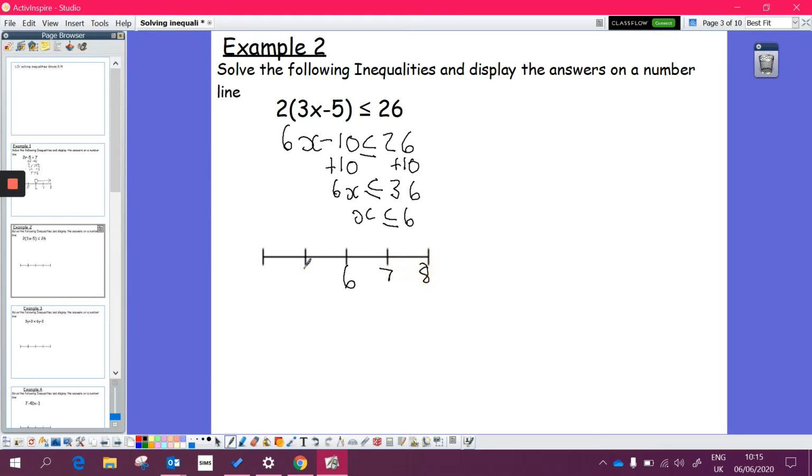Remember, 6 goes on the bottom there. 7. And this time, because it's equal to, you've got a circle above the 6 coloured in, and less than 6, or all the numbers less than 6, are all the ones down that way.